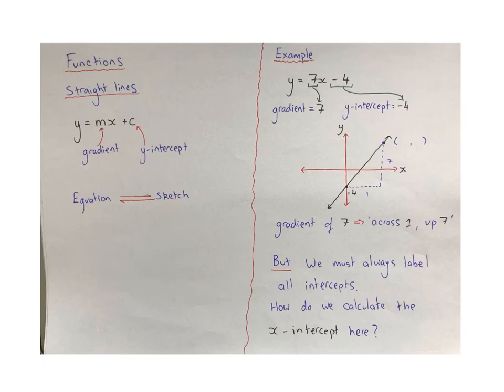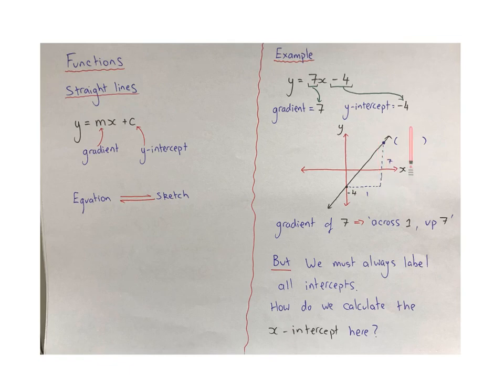So a very simple example initially, y = 7x - 4. We see that the gradient is 7 and the y-intercept is -4. So producing a sketch here, I show my y-intercept of -4. Remember the y-intercept is the line when x = 0. And then I'm going to use my gradient to find another point on my straight line. A gradient of 7 means that if I go across 1 from my straight line, I need to go up 7 to get back to the line.